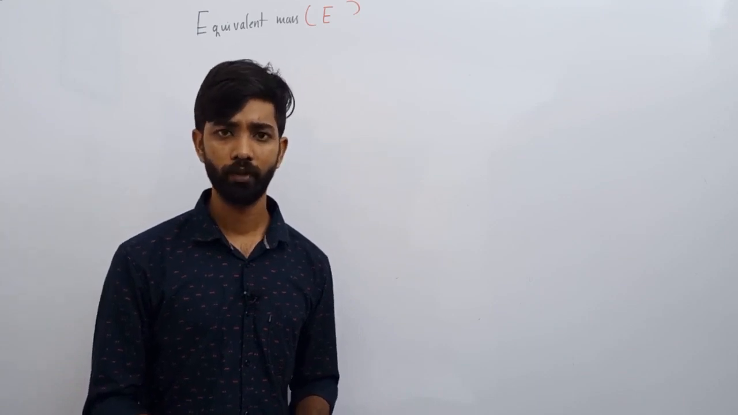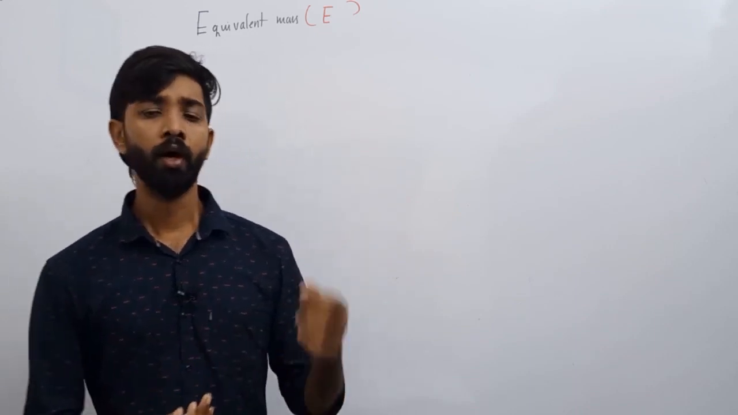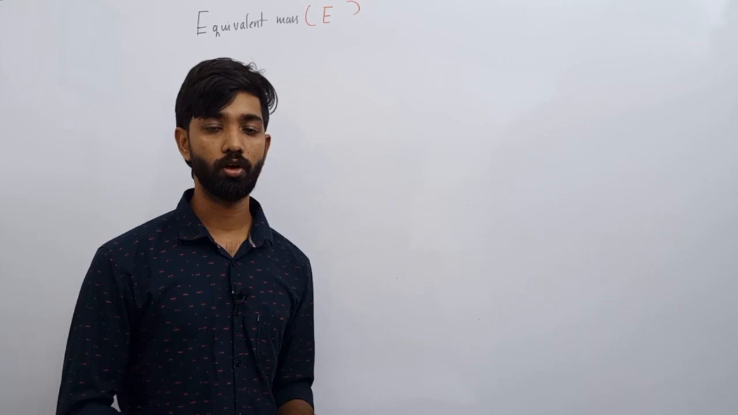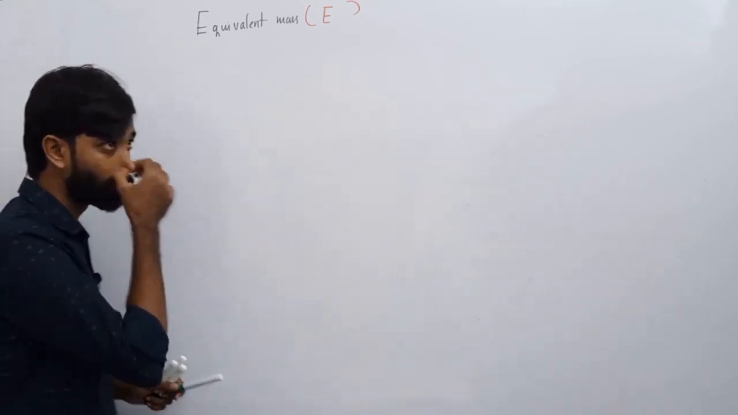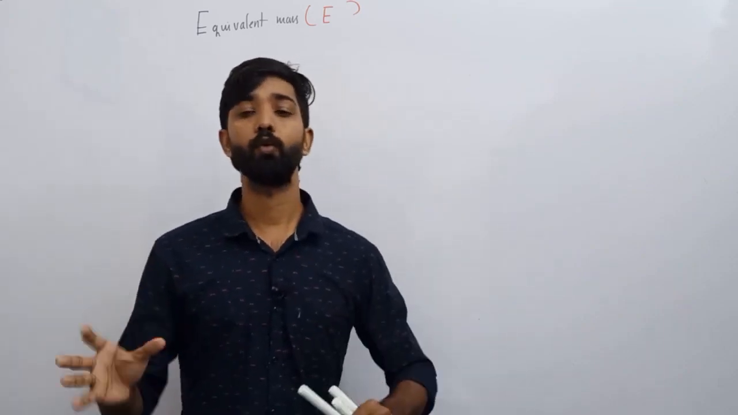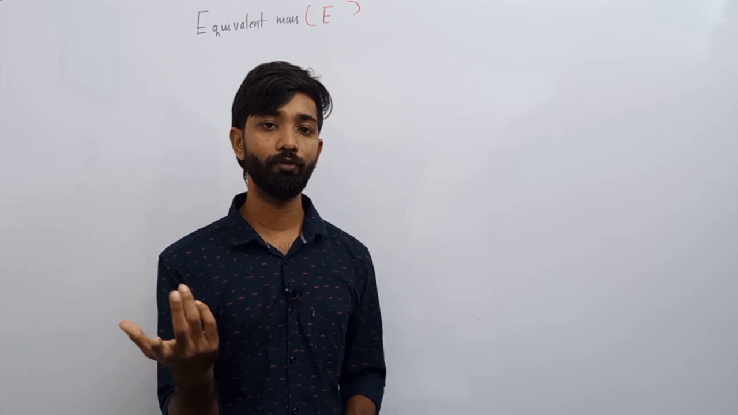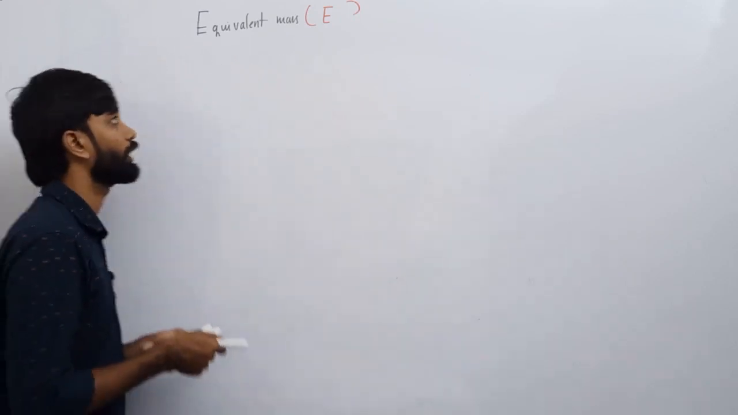Whatever it may be, the condition is that it is required to combine or displace 1 gram of hydrogen or 8 gram of oxygen or 35.5 gram of chlorine. That is the concept. So what is the mass required to combine or displace directly with 1 gram of hydrogen, or 8 gram of oxygen, or 35.5 gram of chlorine.